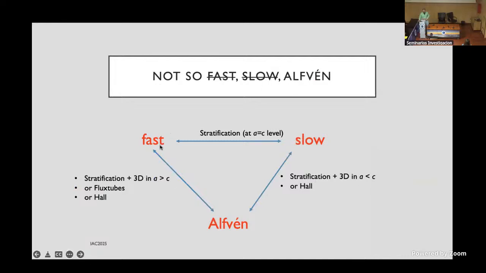So we have our 3 different types of wave: the fast, the slow, and the Alfvén. And there are mechanisms for exchanging energy between any 2 of those. You can do fast to slow, and I'll talk about that. You can do fast to Alfvén, and I'll talk about that. And you can do slow to Alfvén. I won't say very much about that today.